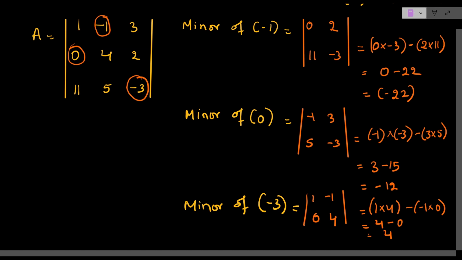Did you understand, students? No need to consider the sign of an element to find the minor. So next, to find the minor of an element, just avoid whatever element they are asking, avoid its row and column. Take the remaining 2 by 2 determinant and solve. Find its value. Okay. Next.